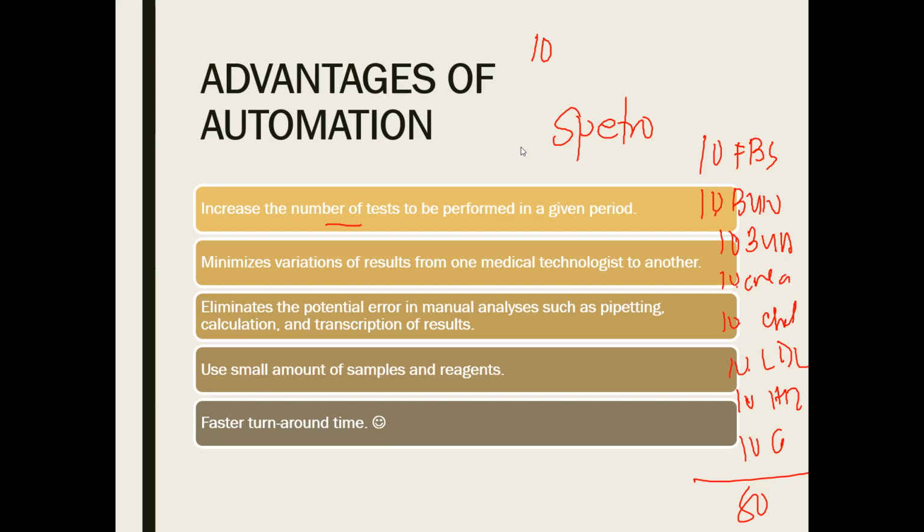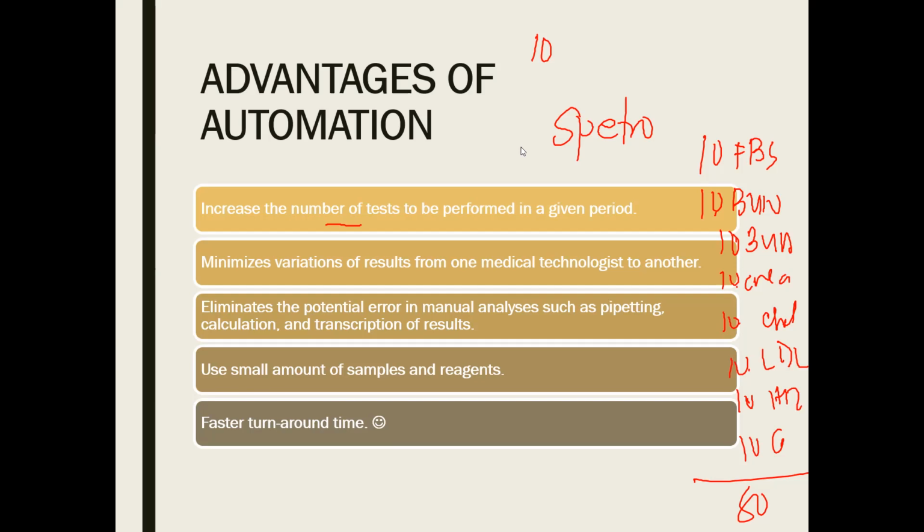Third, eliminate the potential error in manual analysis such as pipetting, calculation, and transcription of results. Dahil nga ikaw ay conventional one or manual method, you have to check the absorbance and you have to convert the absorbance into concentration using the Beer's law if the machine follows the Beer's law. E nagkamali ka ng compute, hindi mo naman nakita, yun ang resulta mo, hindi yun yung tamang result.